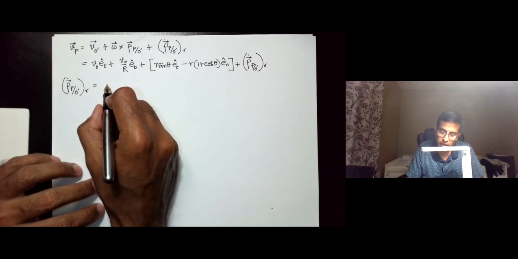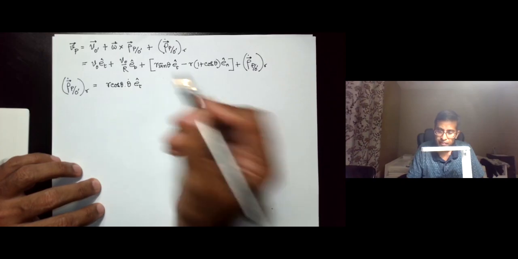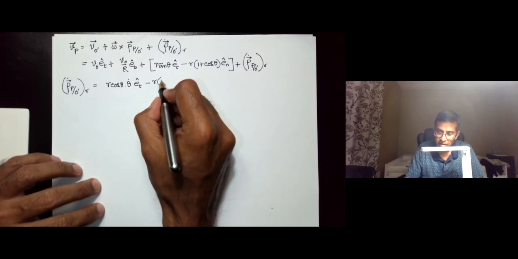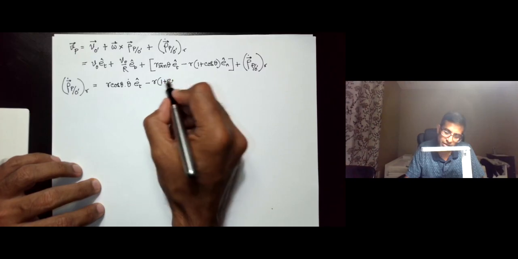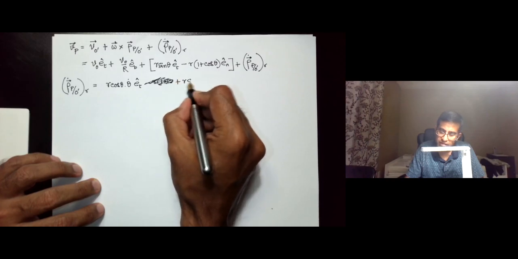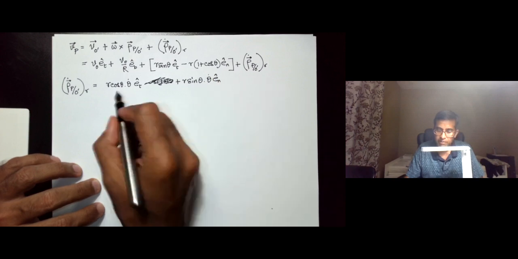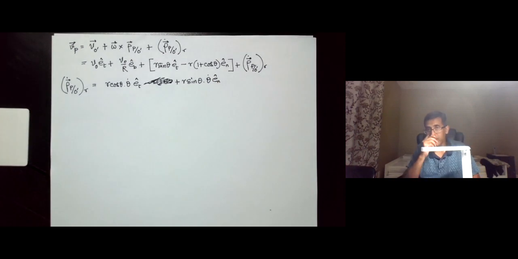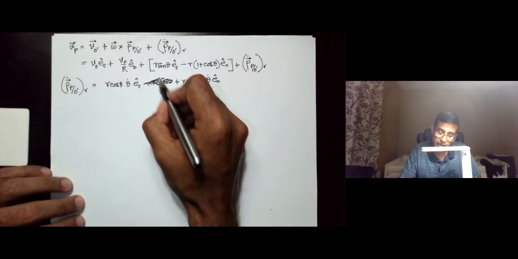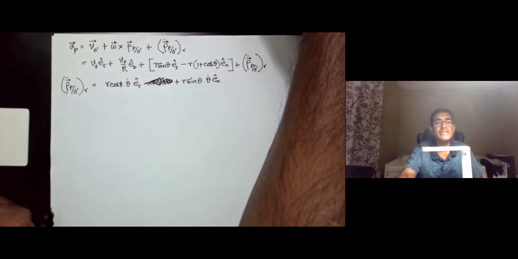So it would be R cosine theta dot Et minus R1 plus this should be plus R sine theta dot En. And note that I am not going to put the En dot and Et dot because I am taking the derivative inside the rotating frame. I'm trying to find out how this vector is changing inside the rotating frame.